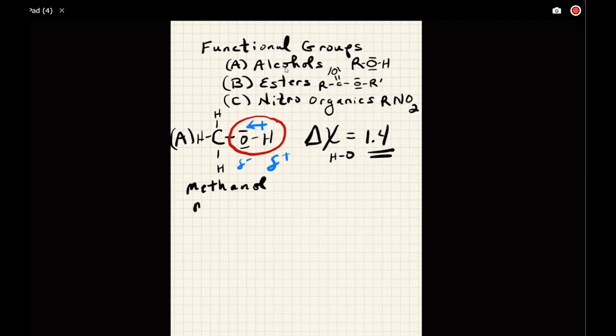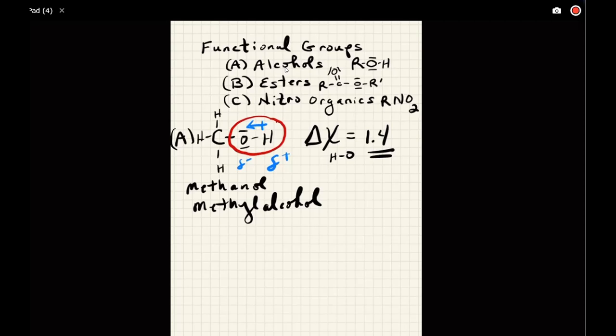Methanol, methyl alcohol, they mean the same thing. It is very, very polar, extremely polar. So methanol is completely miscible with water, because remember, water is very polar too. In general chemistry, you learned that like dissolves like. Polar things dissolve into polar things.